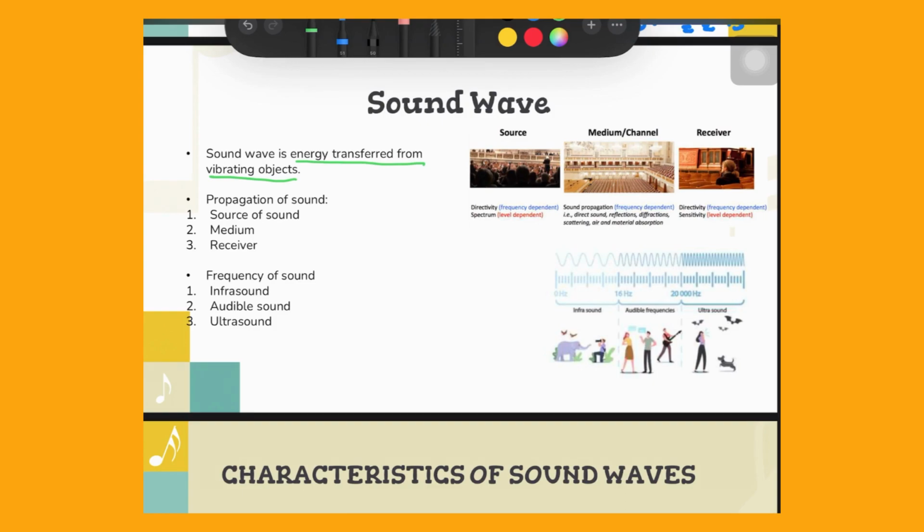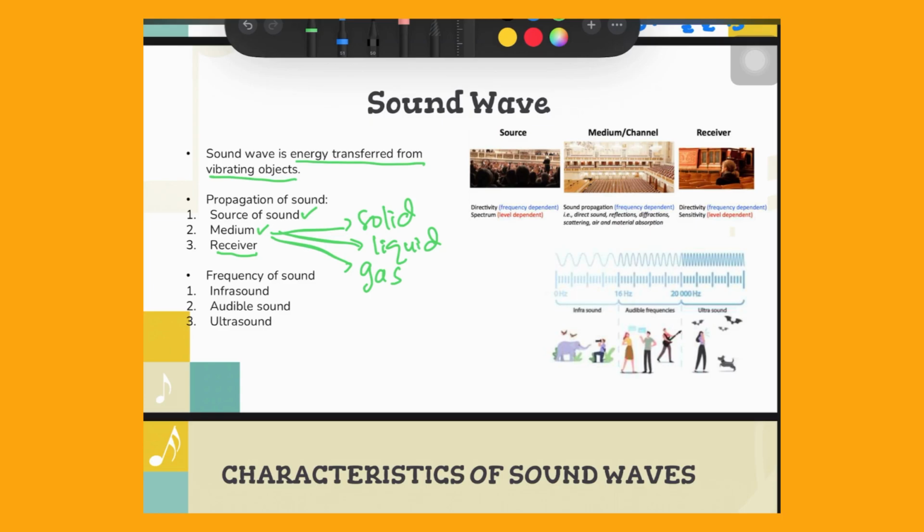First, there is a source of the sound, and then the second is the medium, and the third is the receiver. For the medium, we have three types: solid, liquid, and gas. Remember, sound wave can only travel if there is a medium. If there is no medium, the sound wave cannot travel.